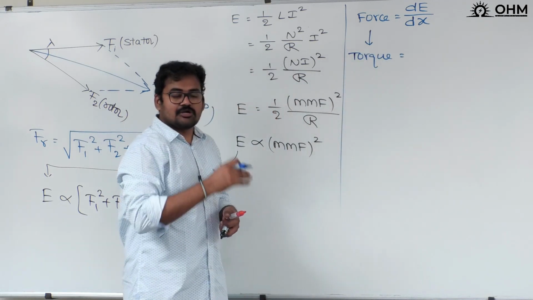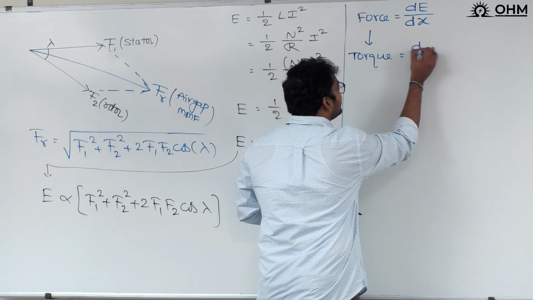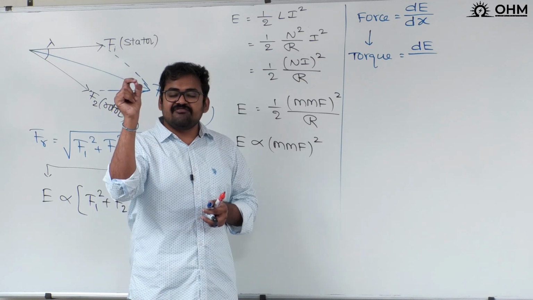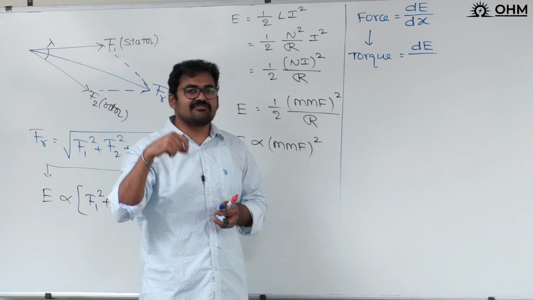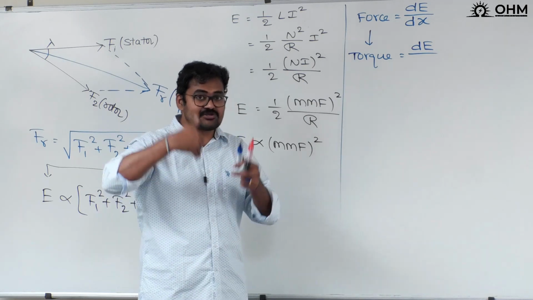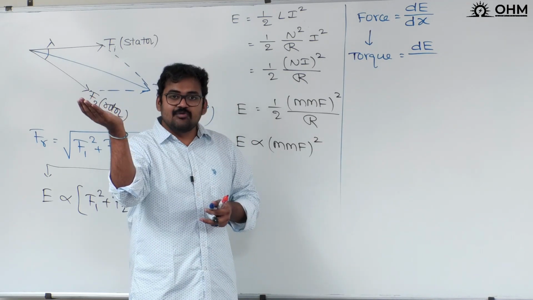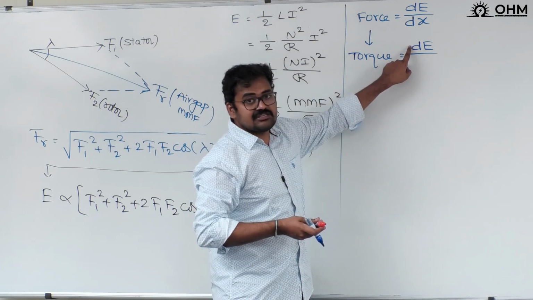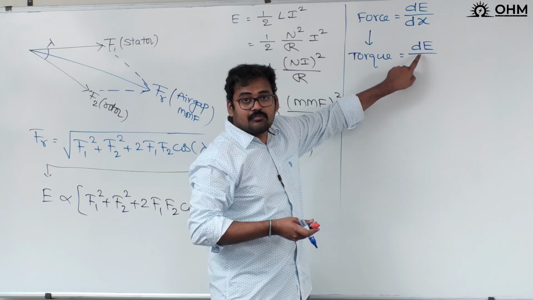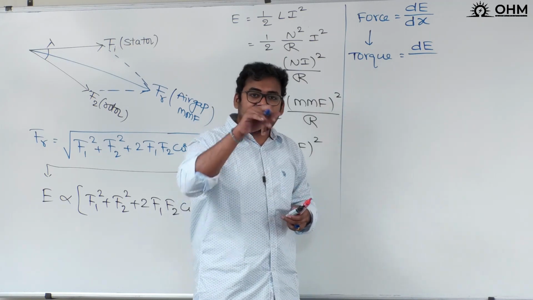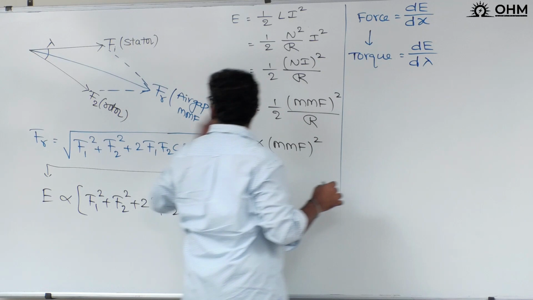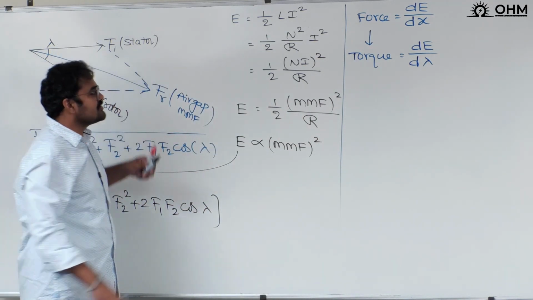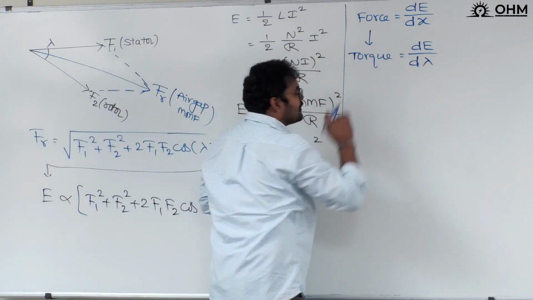So torque is nothing but the amount of energy that we spend to move the conductor by a finite distance in meters or a finite angle in radians. As it is a rotating electrical machine, conductors will move angularly. So torque is the amount of energy we are spending to move the conductor by a finite angle, and that angle is lambda, that is, d lambda. This is the basic equation for torque.